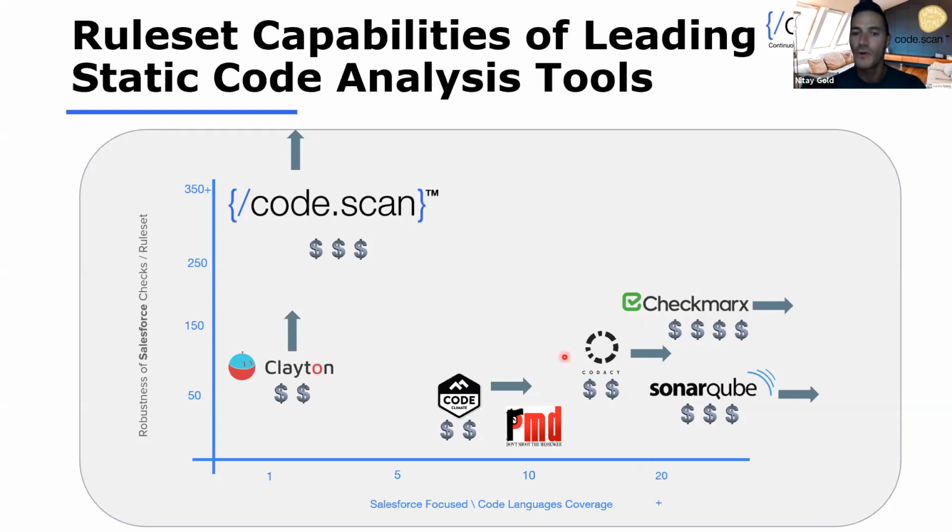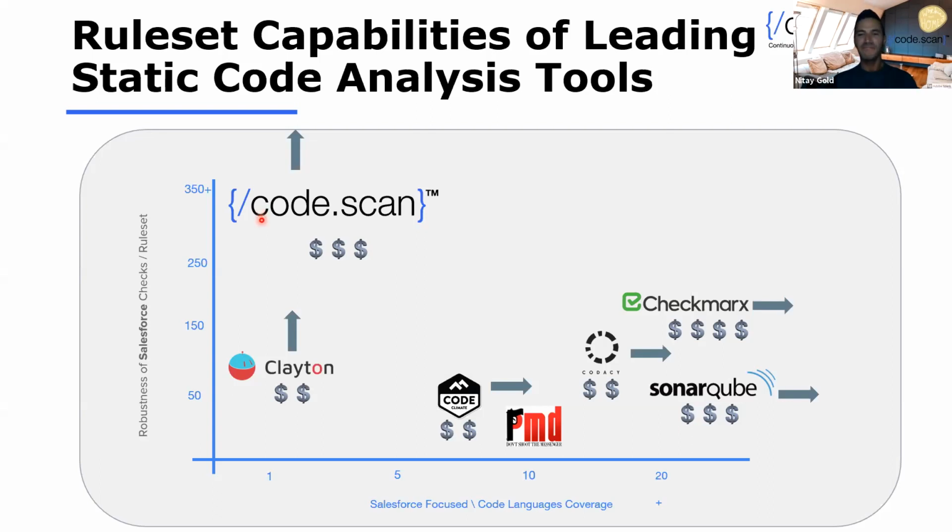When you look into Codacy and Code Climate, they do the same thing. They are adding more and more languages into their static code analysis. And when you look at CodeScan and Clayton, these are the two static code analysis tools out there that are 100% focused on Salesforce. And they are going deeper into the amount of rules that we can build in Salesforce in order to provide better static code analysis, or better scans, to our customers.